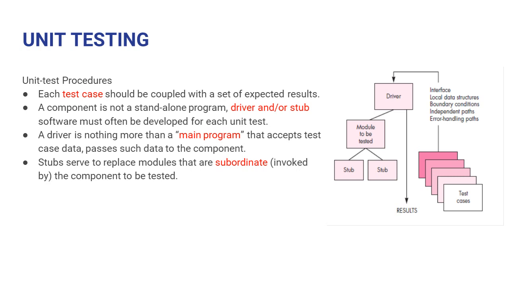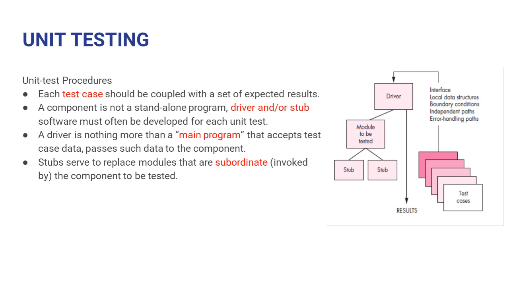Unit testing is normally considered as an adjunct to the coding step. The design of the unit test can occur before coding begins or after source code has been generated. A review of the design information provides guidance for establishing test cases that are likely to uncover errors in each of the categories discussed earlier. Each test case should be coupled with a set of expected results.